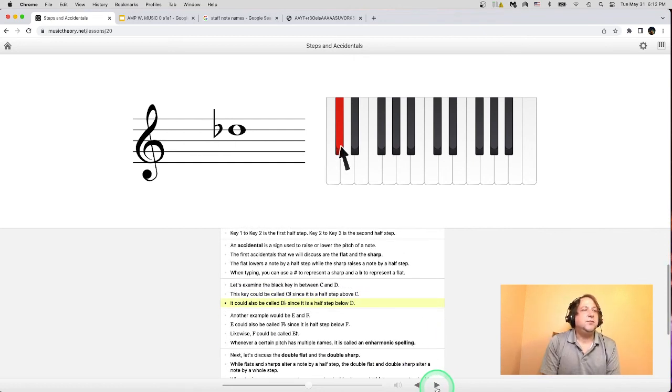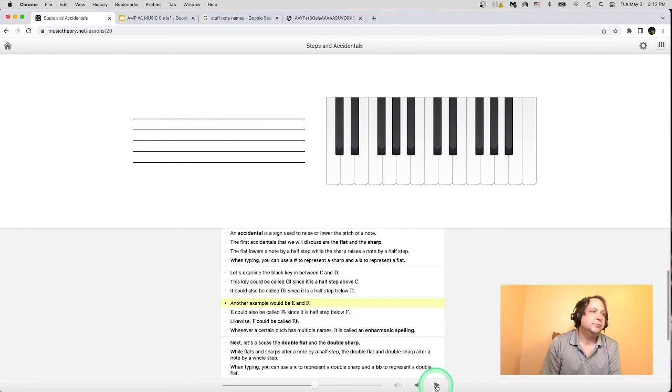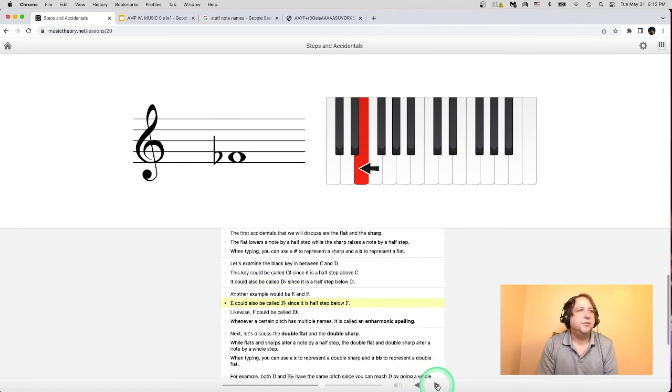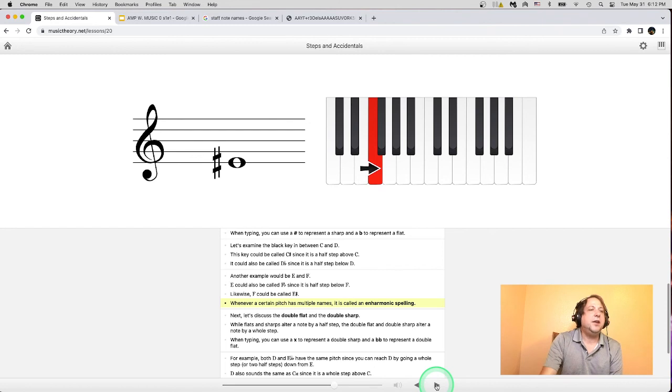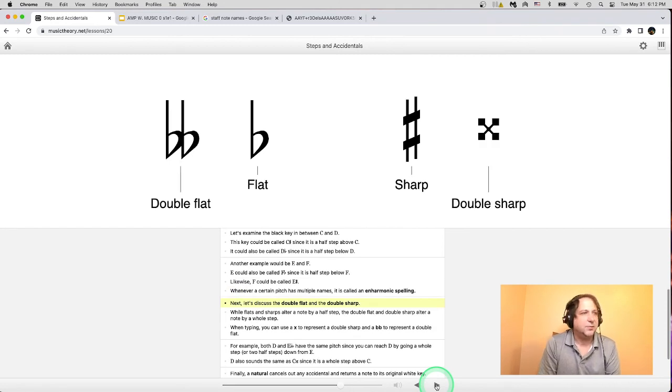Or you could write it as a D flat because we have D right here and it's one half step lower than D. How about E and F? Well, there's no black key in between E and F, so if you take F and you make it an F flat, you actually get E, and vice versa. You can have E here, written with a sharp, you take E and you raise it up a half step, but that actually makes it the same as another white key, F. And that's called an enharmonic spelling. We won't use that term very often.